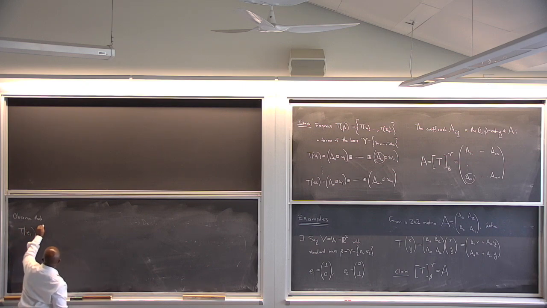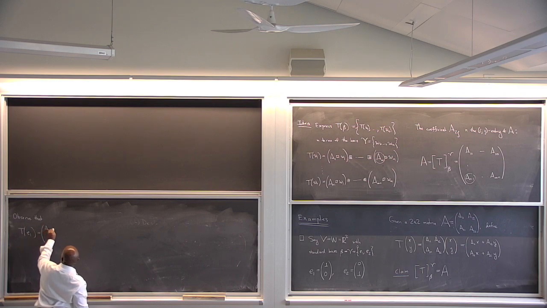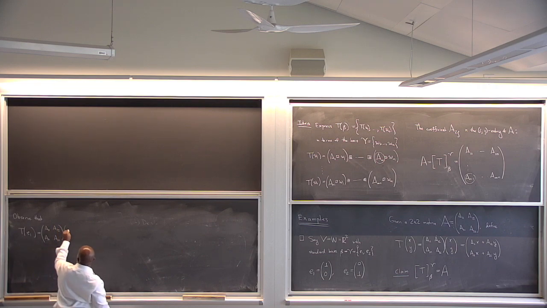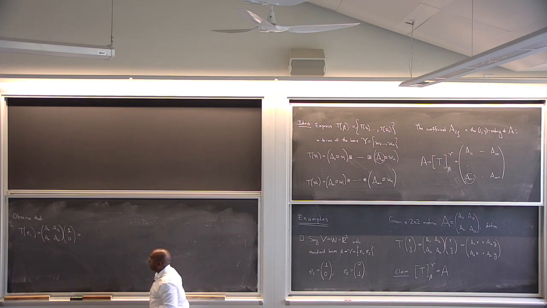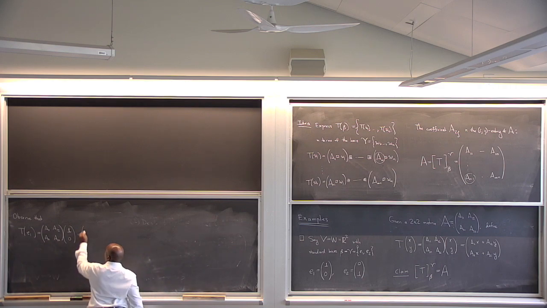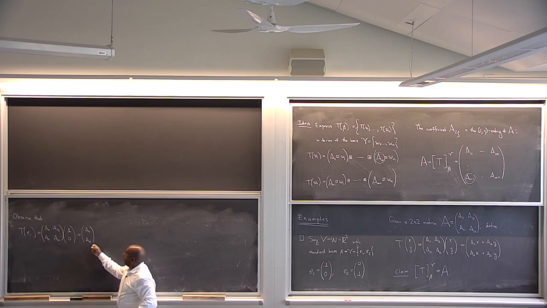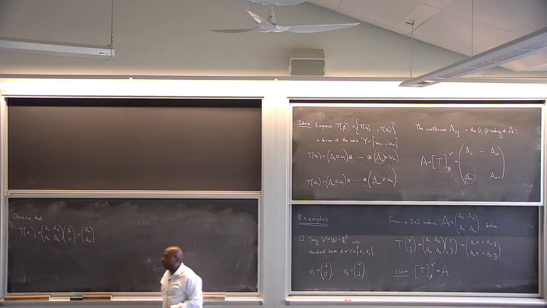For E1, I'll simply multiply by this vector 1, 0. And when I do this, I'm left with this vector, A1,1, A2,1. Right, again, it's this times 1, 0, this times 1, 0. So this, of course, is just the first column.